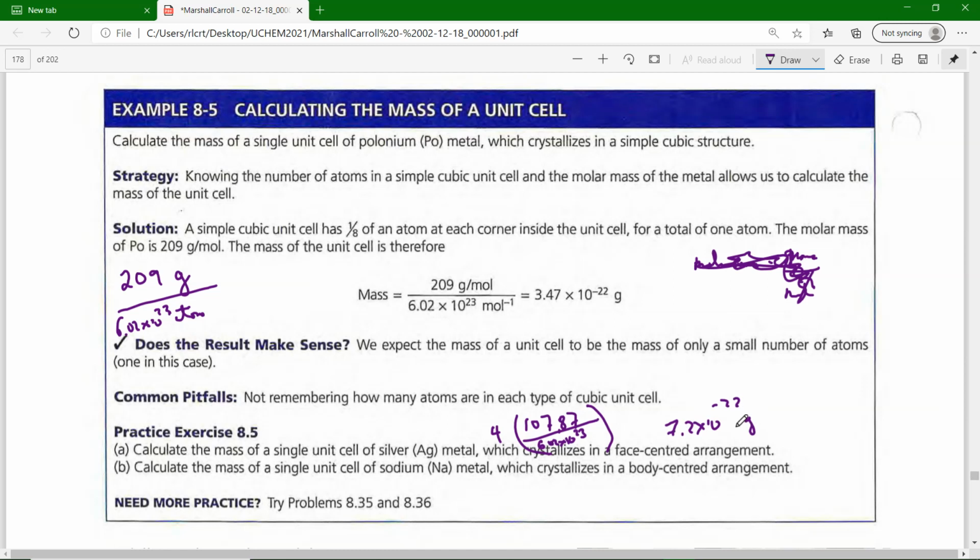Calculate the mass of a single unit cell of sodium metal. Well, body-centered cubic, so I'm going to multiply by 2. So 2 times something over 6.02 by 10 to the 23. Sodium molar mass is 22.9.